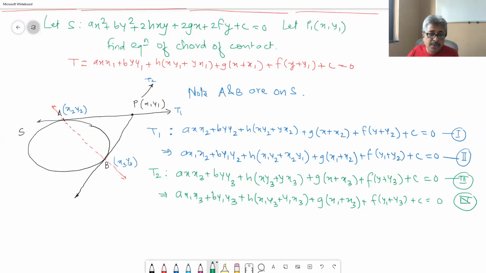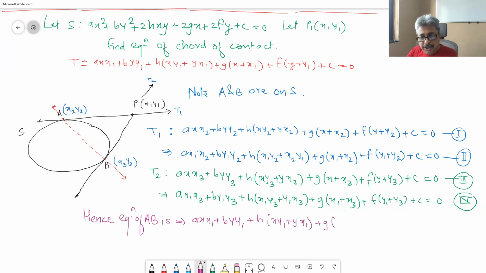Essentially, equation 2 and equation 4 are important. And therefore, now I am going to write down the final statement. Hence, equation of AB is a x x1 plus b y y1 plus h into (x y1 plus y x1) plus g into (x plus x1) plus f into (y plus y1) plus c is equal to 0.